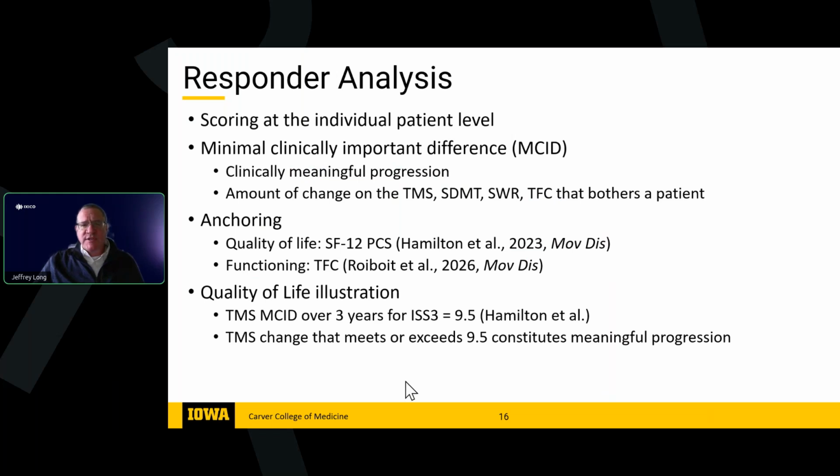And so there's been two recent approaches to anchoring of the change of our cUHDRS components, and you can see the papers there. I'm going to offer a quality of life illustration today, and I'm going to consider the total motor score and the MCID over 3 years for people in stage 3 of the HD-ISS. And the MCID threshold is 9.5 from the paper. And this means that a total motor score change that meets or exceeds 9.5 constitutes meaningful progression over 3 years. And we can illustrate this in the next slide.